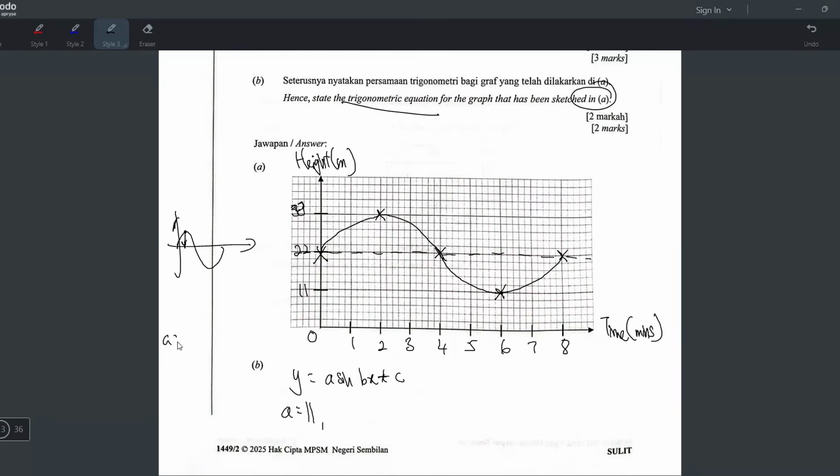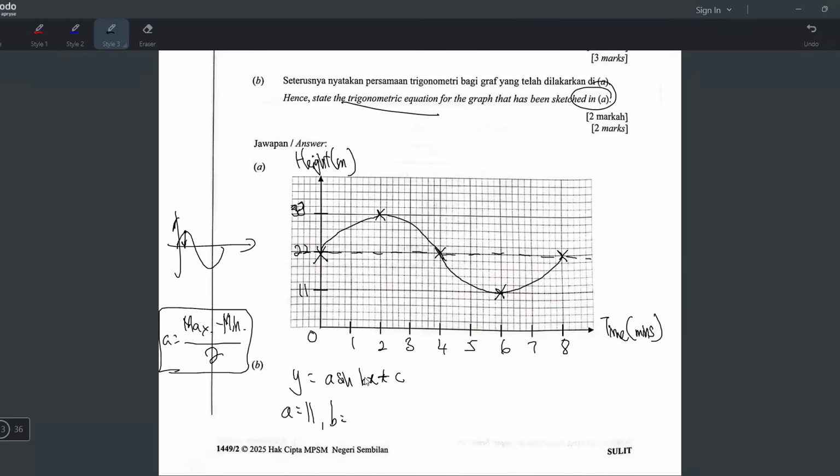Another method to find A is taking the maximum minus minimum, divided by 2. I use this method a lot to teach my students. When you take the maximum minus the minimum, you get the whole distance, so when you halve it, you divide by 2, you get the distance from the center line. But usually, if they give the center line, you can just subtract directly, if you know where the center line is.